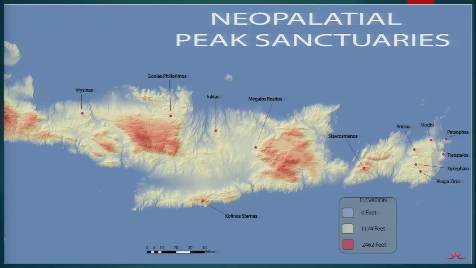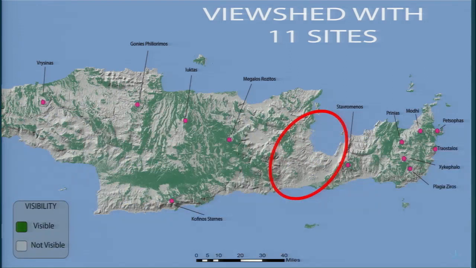And so here is a map of the 12 Neopalatial peak sanctuaries, and this one is Vrasinas, Gonies, Filiorimos, Ephtakos, Megalos Rositos, Kofinas, Sternes. This is the new site of Stavromenos, Prinias, Zakros, Plagia Zeros, Petsofas, and Modi. I'm aware that I have cut out the western portion of Crete. That is because there are no known peak sanctuaries west of Vrasinas, right over here. I felt it was necessary to zoom in as much as possible to the areas in question.